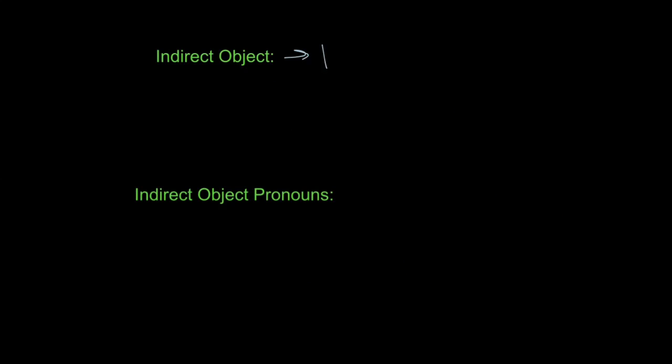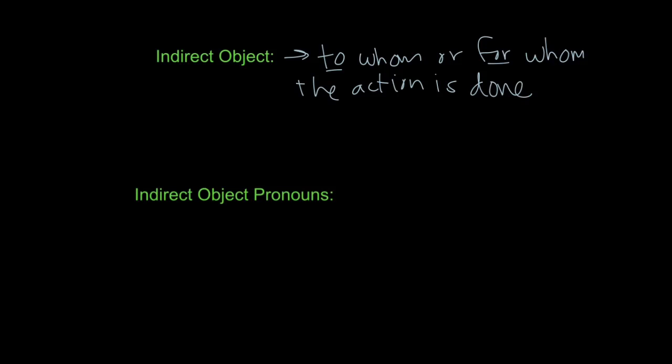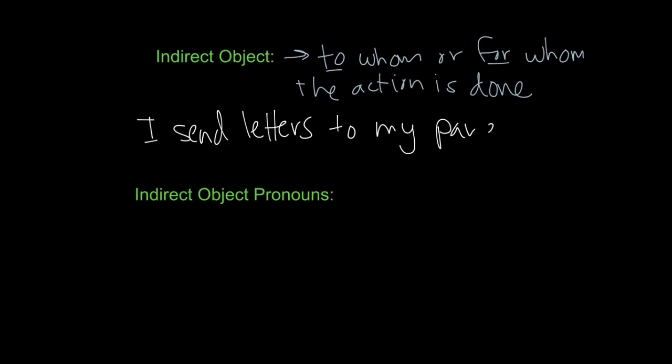Now that we've reviewed DOPs, let's talk about a new pronoun. Indirect objects. An indirect object is to whom or for whom the action is done in a sentence. Now, again, they might not be in all sentences. An example would be, I send letters to my parents. Now, if we break down the different parts of the sentence, I would be the subject, send is your verb or predicate, letters your direct object because that's being sent, and to whom? To my parents. So therefore, this is our indirect object.